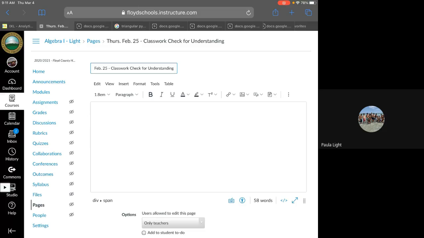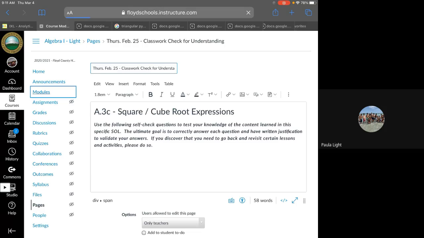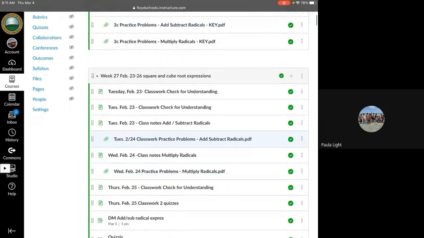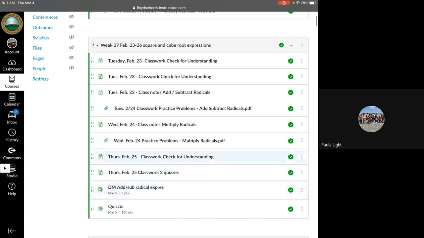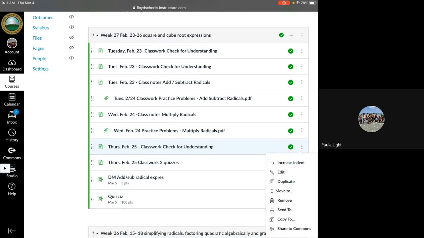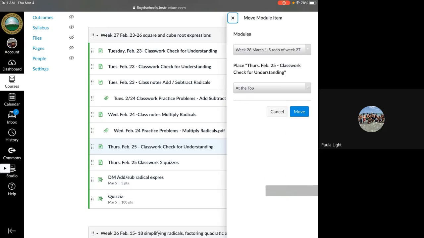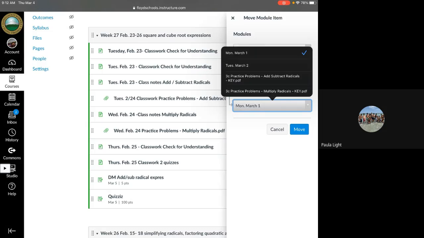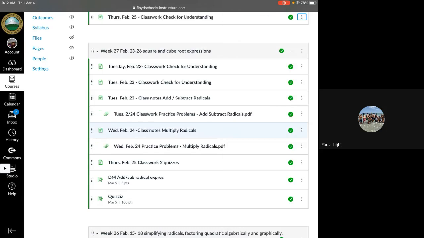It should come up. Does it come up for you guys? If you go into the modules, go into week 27. Go into your module and click on that. It's under Thursday, February 25th. Check for understanding. It loaded. Is it slow spinning? It loaded. It loaded for you. Okay. So I'm going to move it to my week 27 module. Week 28, sorry. Not at the top. I'm going to do it after this one. Move it. So it just got moved into this week.